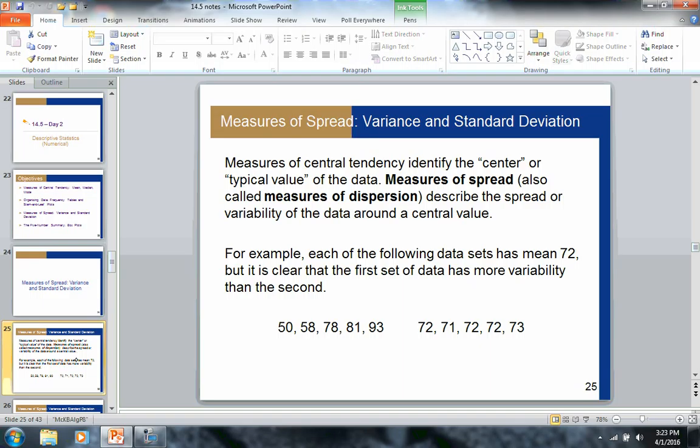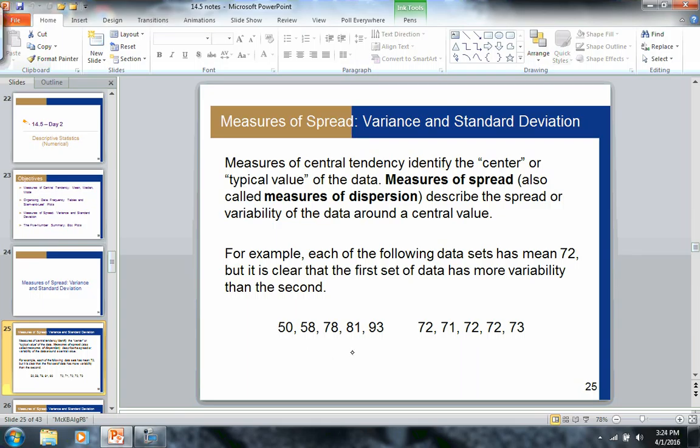And that's important to know because if you look down here at this example, they have two sets of data, and both of these sets of data have a mean or an average of 72. But you can see that this set of data on the right is a lot less spread out. They're all grouped between 71 and 73. So that data set is all kind of clumped together. The data set on the right goes from 50 all the way up to 93. So that's got a much bigger spread or a range. And that can be important when you're analyzing data.